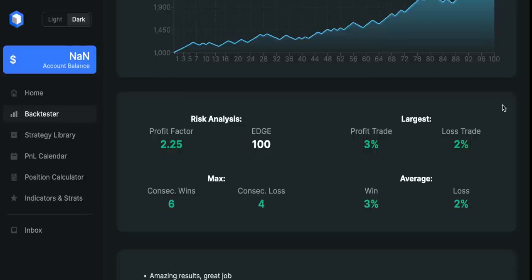So in conclusion, I will say this: always do your own backtesting and do your best to improve the strategy just by a little bit, because increasing the win rate by even 2% matters a lot.